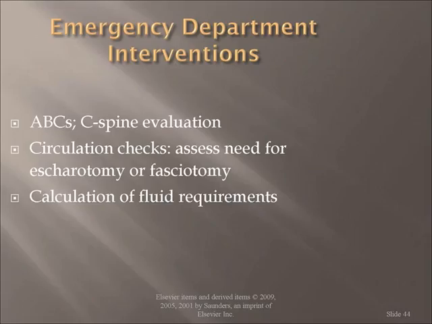So once the patient is delivered to the emergency department, interventions are ongoing, but they expand a little bit. So we're looking at ABCs, of course. We're going to do a C-spine evaluation to see if we can eliminate C-spine precautions. We're going to do circulation checks. We're going to assess the need for escharotomies or fasciotomies. We're going to do the fluid resuscitation calculation based on one of our tools: either the rule of nines, the Palm measurement, or the Lund-Browder charting.